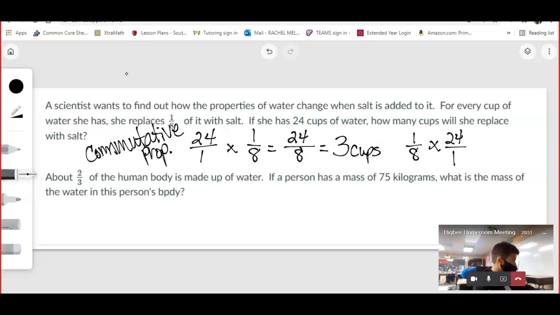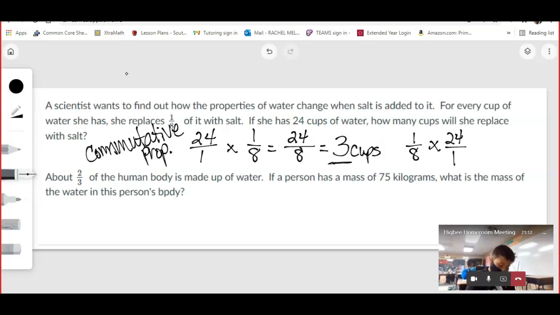And is it okay that my answer was a whole number and not a mixed number? Yeah, sometimes we'll get a whole number, sometimes we'll get a mixed number. Okay. All right, who would like to read the second problem? Rakaya, go ahead.